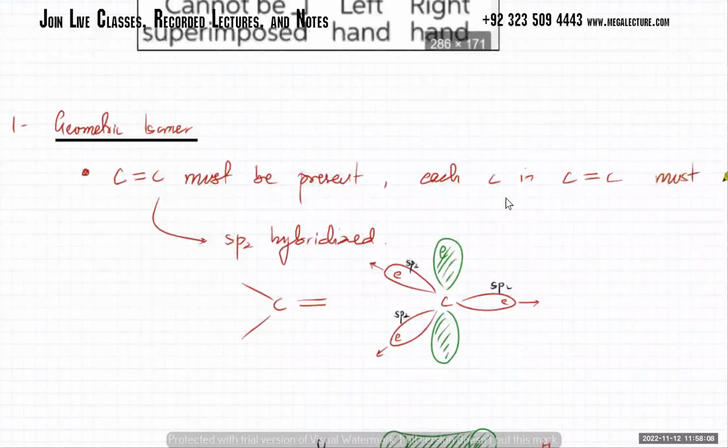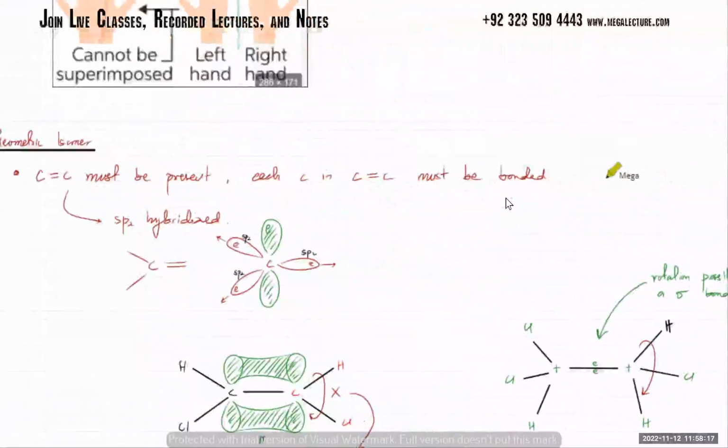So, sir, in this case, are any other functional groups involved, or is it just double bond Cs? Nee, that's it. You just need a double bond C. You could have any functional group, apart from that each carbon in the double bond must be bonded to two different groups.